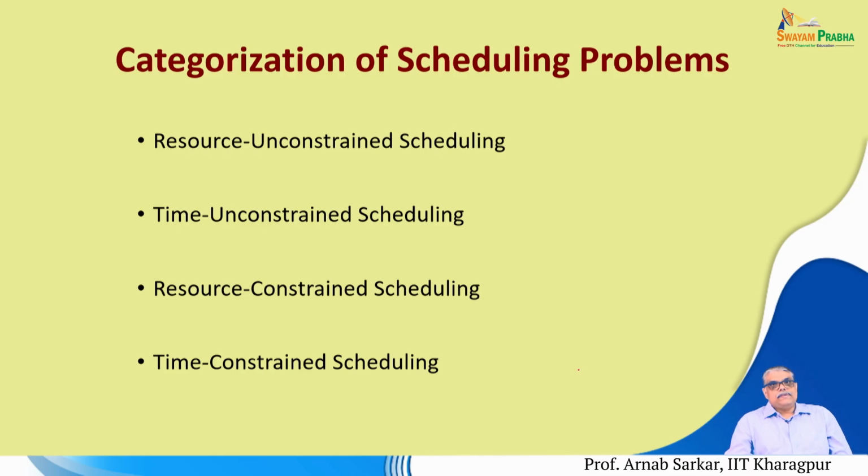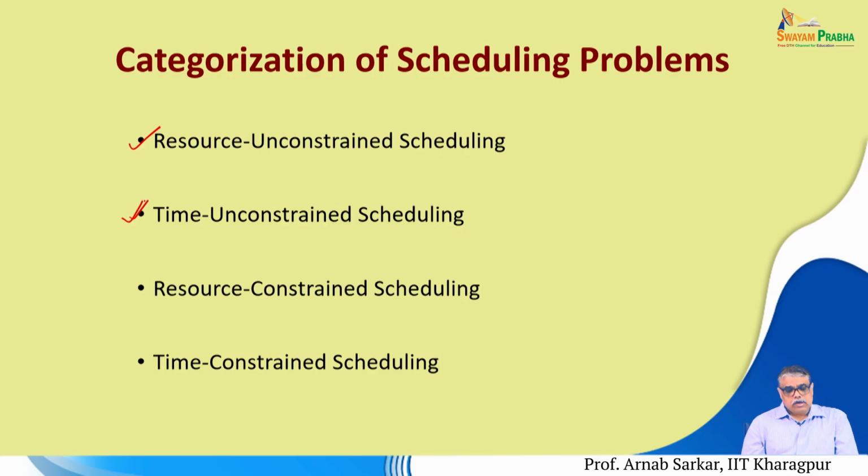Scheduling in hardware synthesis is primarily categorized into 4 classes: resource unconstrained scheduling, where you assume to have an unconstrained number of resources. During the design, you can assume that you can use any number of resources of any type, that is resource unconstrained scheduling. Time unconstrained scheduling, where you say that you have a limitation on resource usage, but your time is unlimited, you can take any amount of time, but you cannot have more than a certain number or types of resources.